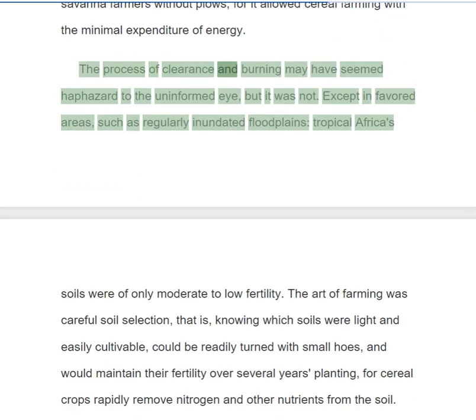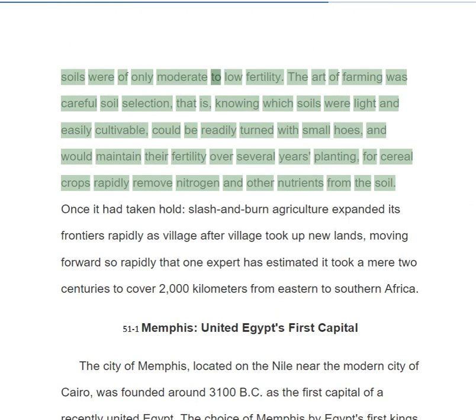The process of clearance and burning may have seemed haphazard to the uninformed eye, but it was not. Except in favored areas, such as regularly inundated floodplains, tropical Africa's soils were of only moderate to low fertility. The art of farming was careful soil selection, that is, knowing which soils were light and easily cultivable, could be readily turned with small hoes, and would maintain their fertility over several years. Planting cereal crops rapidly removes nitrogen and other nutrients from the soil.